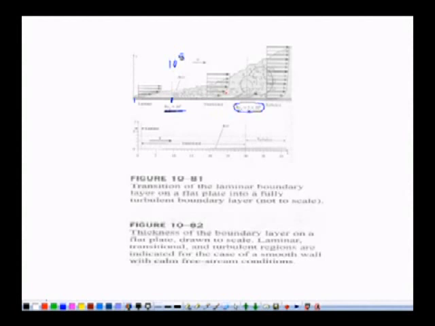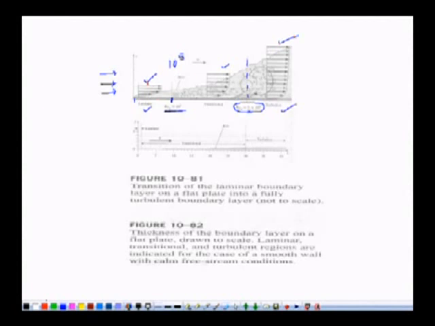From 10 raised to 5 to around 3 into 10 raised to 6, we have a transitional boundary layer, and after this location, when the Reynolds number is more than 3 into 10 raised to 6 generally, then we have a turbulent boundary layer. So we have three types of boundary layer for the same velocity, whatever velocity we have at the incoming upstream. Initially in a very small zone we have laminar boundary layer, then transitional, then turbulent boundary layer.